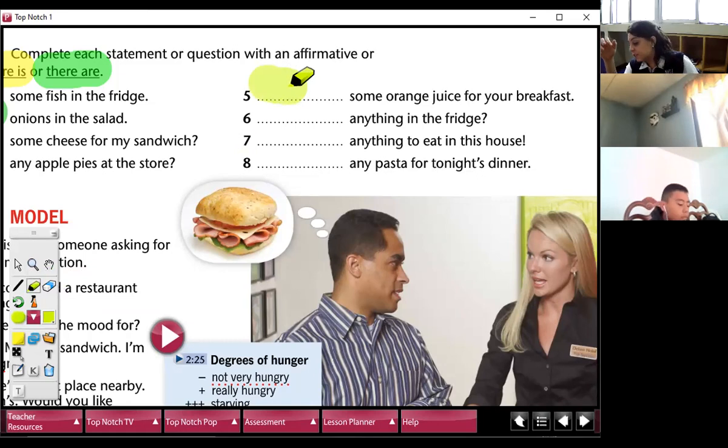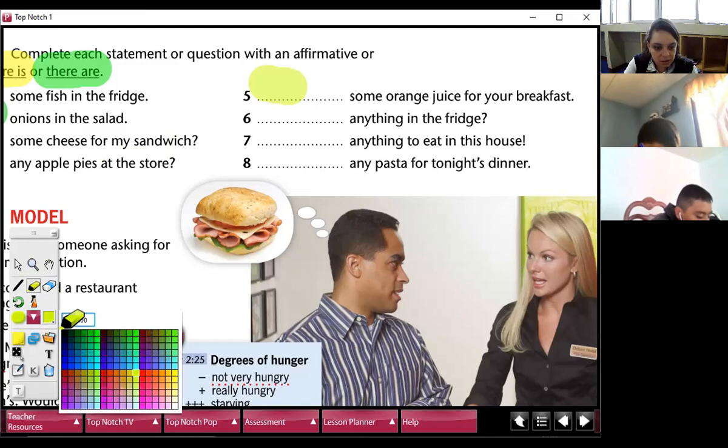Anything in the fridge. It's in the fridge, right? En la refrigeradora, in the fridge. In general, there is or there are? What do you think? There are. Excellent, because we are talking about the group, right?